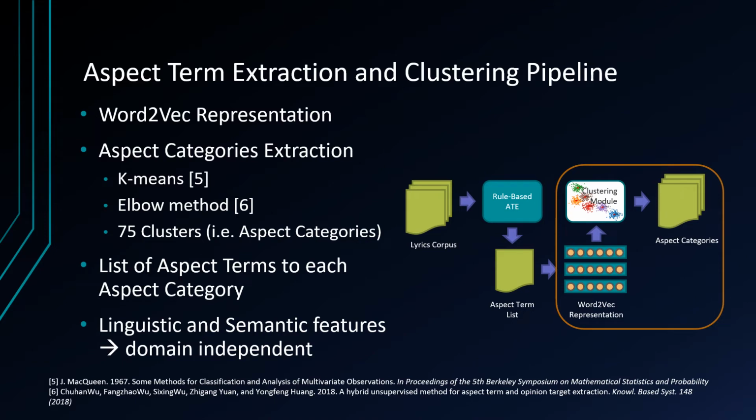We need to highlight that these aspect categories have no direct meaning, but they all have a related aspect term list. However, the study of explicit semantic links is beyond the purposes of this work. In addition, since we rely on linguistic and semantic features in retrieving these categories, we can certainly state that our pipeline is domain independent. Only the defined aspect categories depend on the domain.